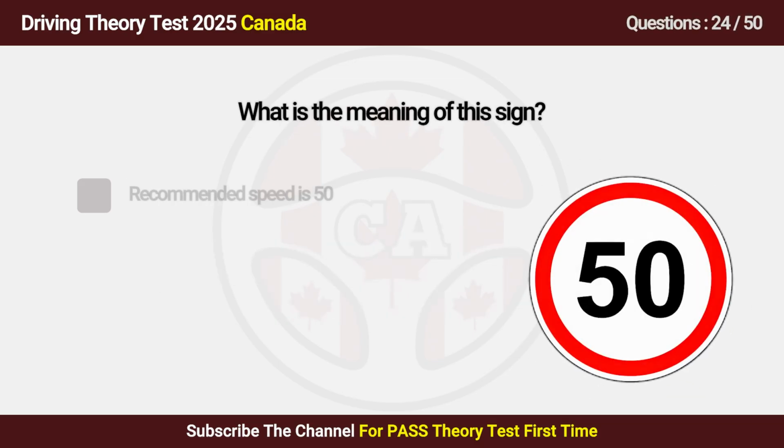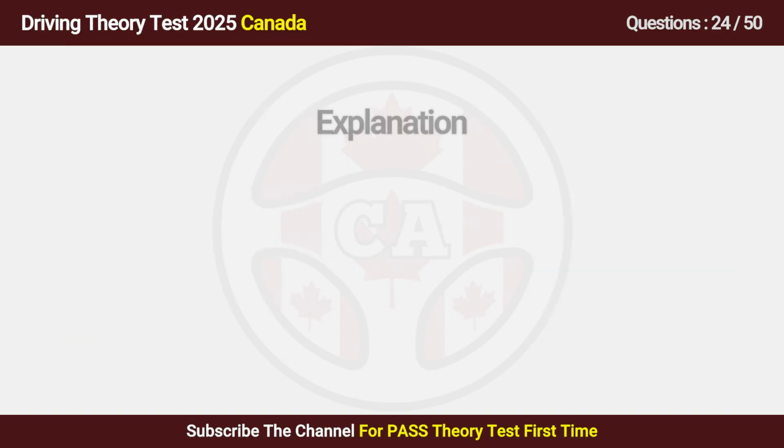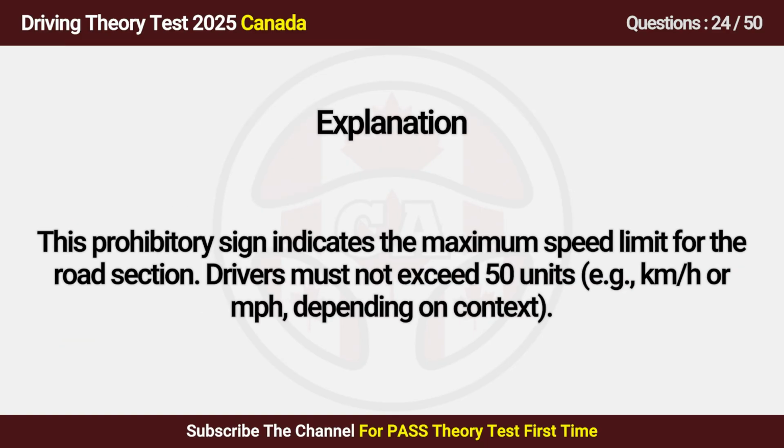Question 24. What is the meaning of this sign? A. Recommended speed is 50. B. Maximum speed limit is 50. C. Minimum speed limit is 50. D. Speed zone ends. Answer is B. Maximum speed limit is 50. This prohibitory sign indicates the maximum speed limit for the road section. Drivers must not exceed 50 units, depending on context.